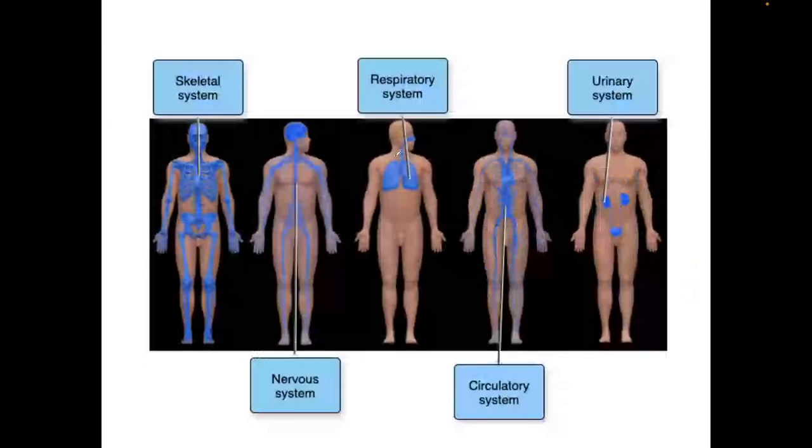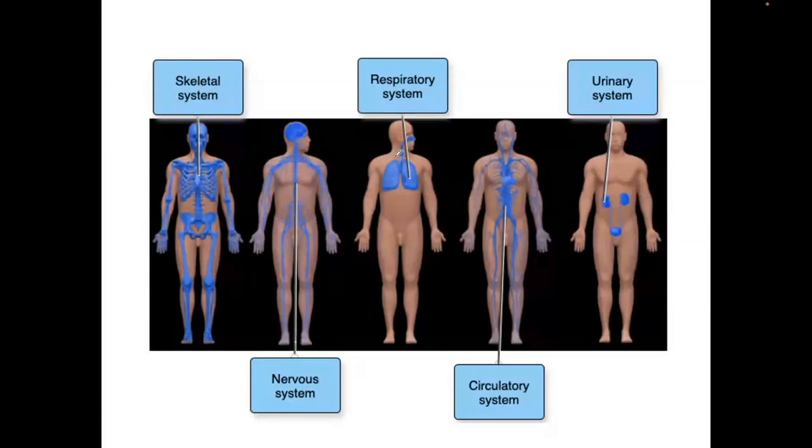Let's take a look. In a previous video, we had mentioned the organization of life, right? We said that chemicals come together to make cells, cells come together to make tissues, tissues come together to make organs, organs come together to make systems, and then systems come together to make the organism. So let's take a look at some of the systems.